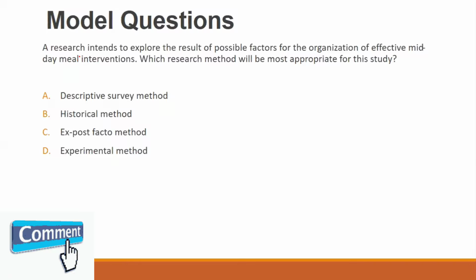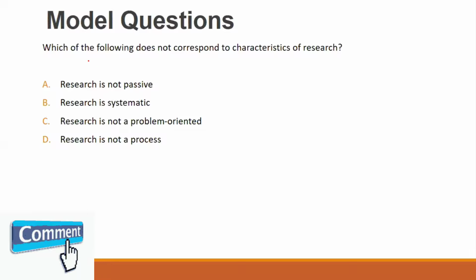First question, a research intends to explore the result of possible factors for the organization of effective midday meal interventions. Which research method will be most appropriate for this study? So the answer is ex post facto method. Next, which of the following does not correspond to characteristics of research? The answer is option D, that is research is not a process. Remaining are the characteristics of research.